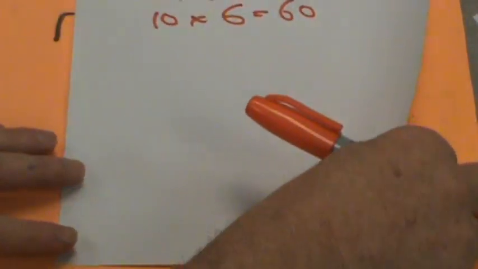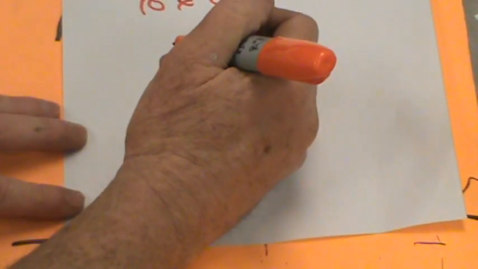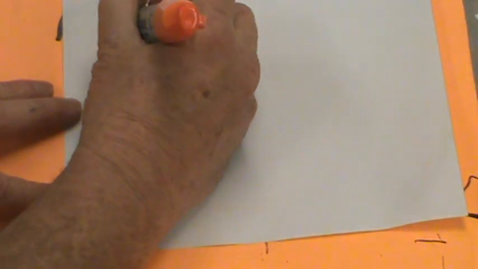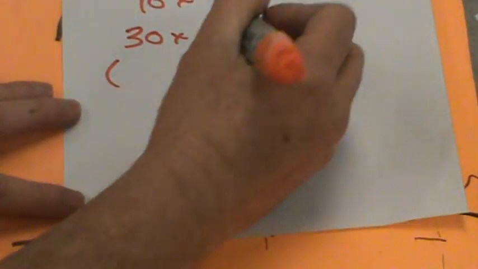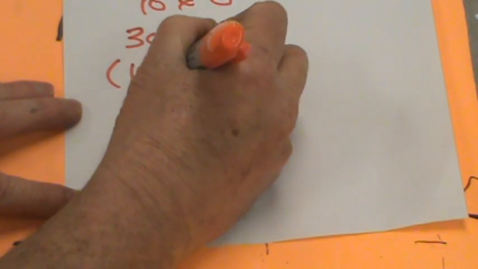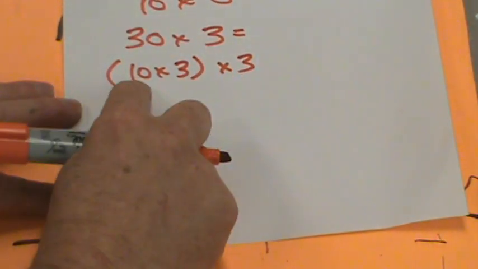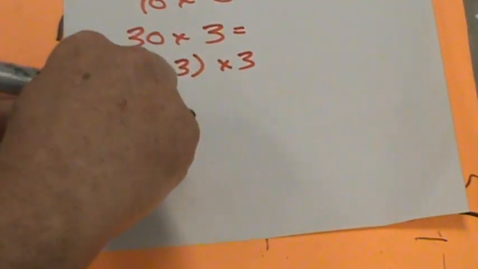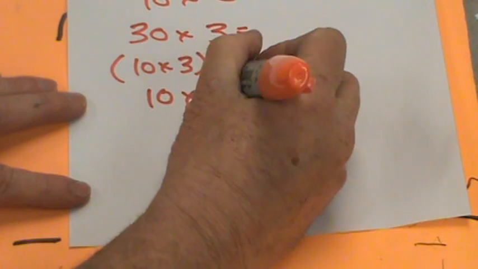We're going to do another one. And this problem is, let's do 30 times 3. So we go 10 times 3, right? Times 3. So 30 times 3. 10 times 3 is 30 times 3. Same thing as up here. But now let's shift that over, shift the parentheses to this.